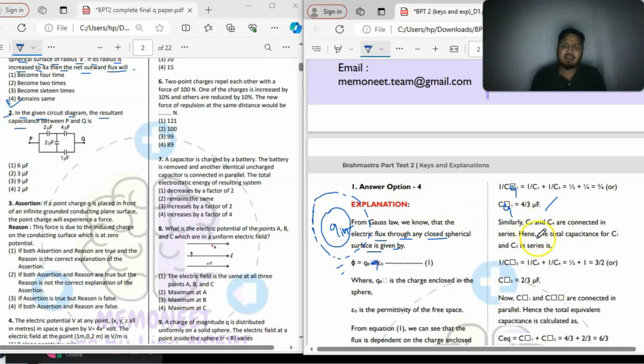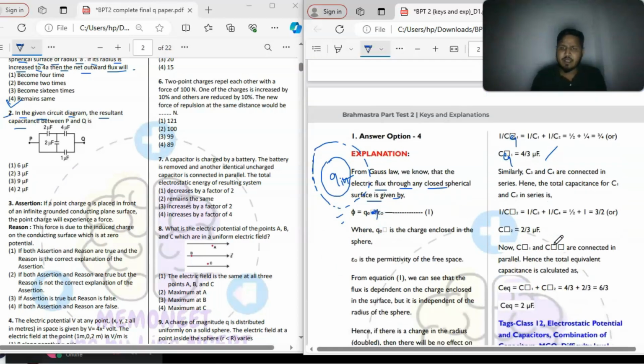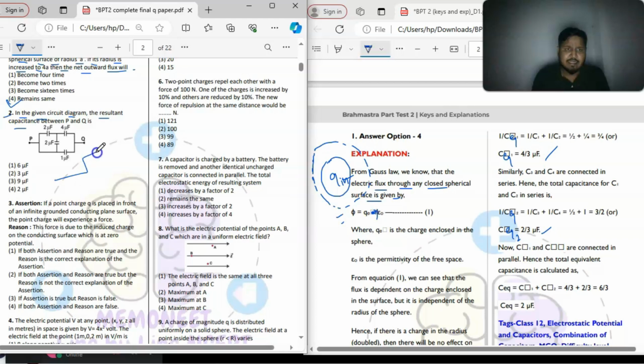Similarly, we can also find the equivalent of C3 and C4. 1 by C equivalent 2 is equal to 1 by C3 plus 1 by C4. C3 is 1 by 2, and C4 is 1. After solving this, we get 2 by 3. This is C equivalent 2 by 3. Now this C equivalent 1 and this C equivalent 2 are in parallel, right?